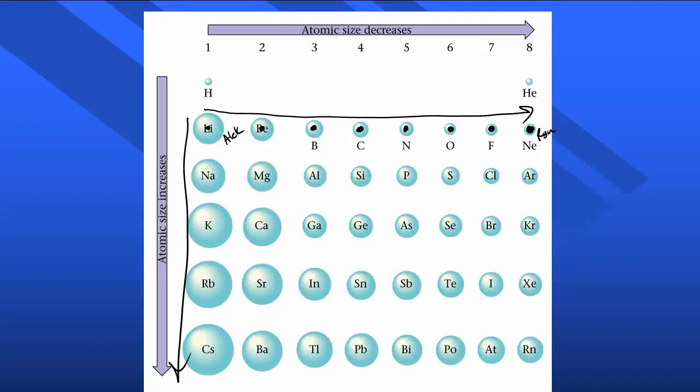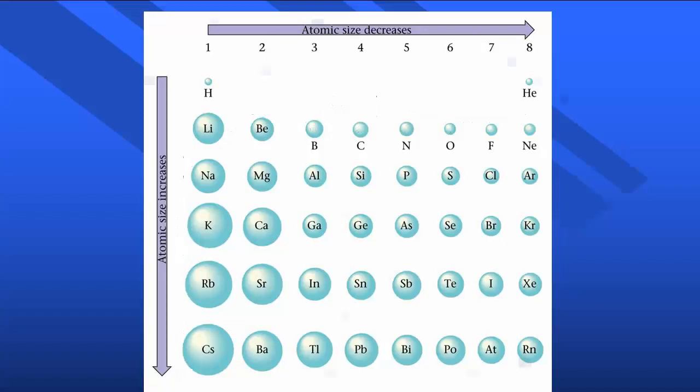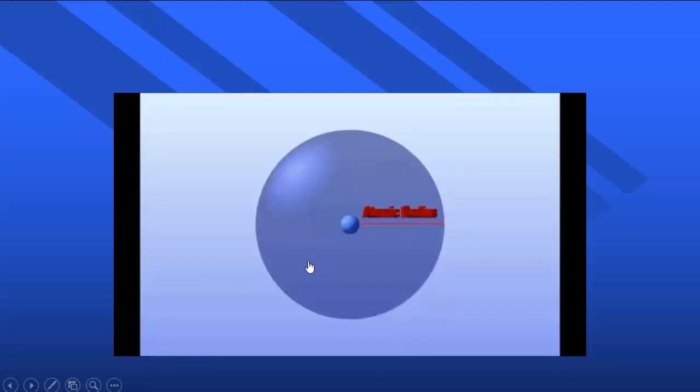Why? What's the explanation for this one? This is ENF, is the main reason. When you go down, it's shielding effect. Too many girlfriends, too many boyfriends, right, between you and Kate. All right, here's a video, at least to help you understand. So that's atomic radius.